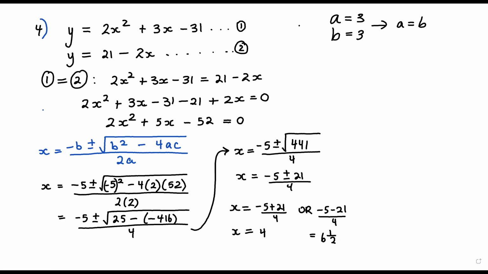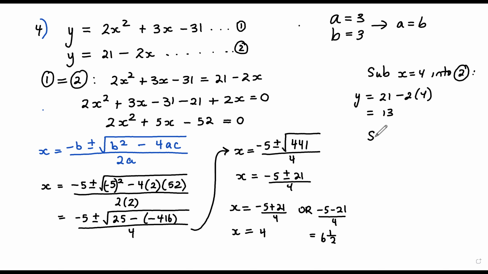And you have to substitute both of those values back into one of the equations. So I'm going to substitute it into equation 2 because that's just the more straightforward equation. So I'm going to substitute x is equal to 4 into equation 2. So that would be y is equal to 21 take away 2 times 4, which gives me 21 take away 8. What is 21 take away 8? 21 take away 8 is 13.